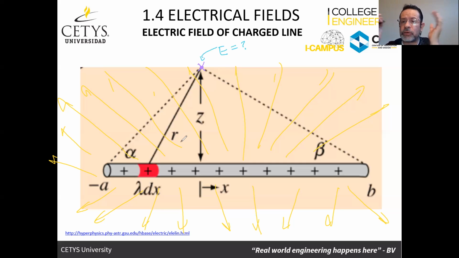We already have an expression or a formula for the point charge. And we know that for the point charge, the electrical field is K Q divided by R squared, or the distance. But what would the electrical field representation be for a line? Well, let's start analyzing that.